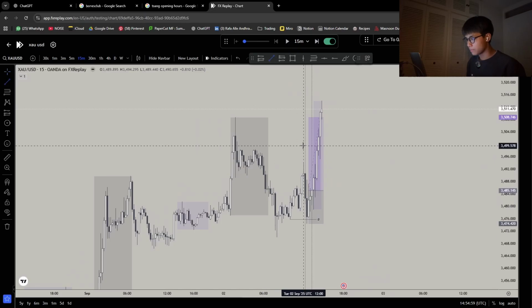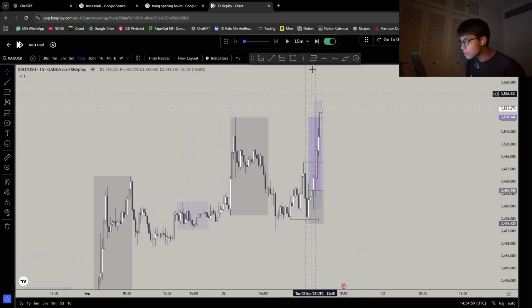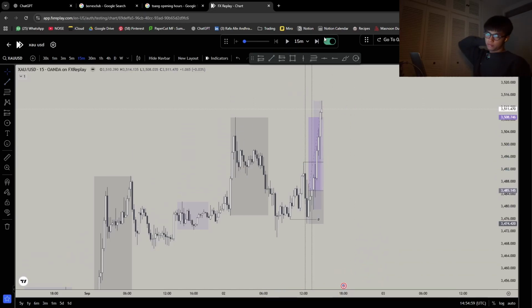Where was the break-even point on here? Break-even points, guys, make it like another obvious liquidity point on the way towards your take profit.